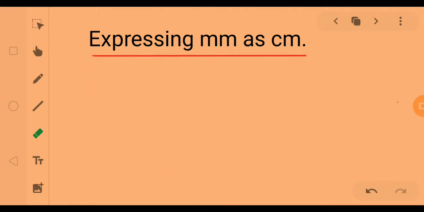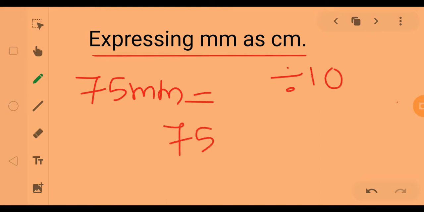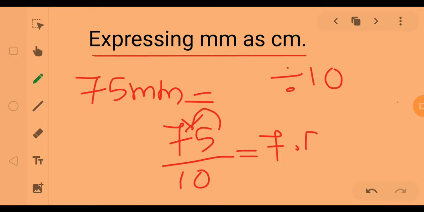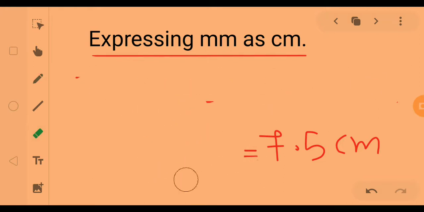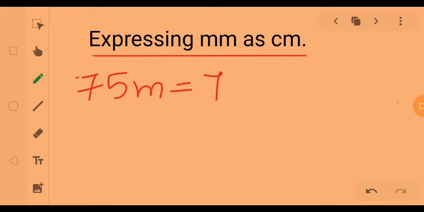Next we have 75 millimeter. How do we express it as centimeter? We divide the number by 10. So we divide 75 by 10. The decimal point goes one place to the left, so it becomes 7.5. This 7.5 is in centimeter. So finally you can write 75 millimeter is equal to 7.5 centimeter.